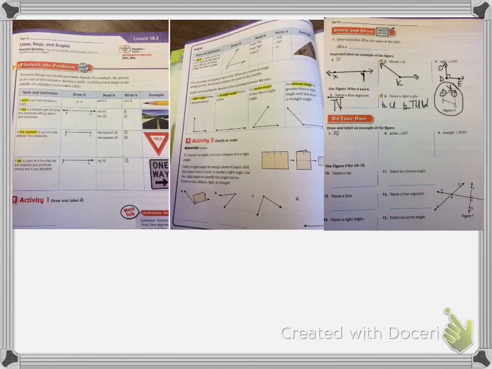If you look down here, and you get confused because you're asked to name a ray, a line, a right angle, a line segment, acute angle, use the vocabulary that's right over here on the last 2 pages to help yourself out.